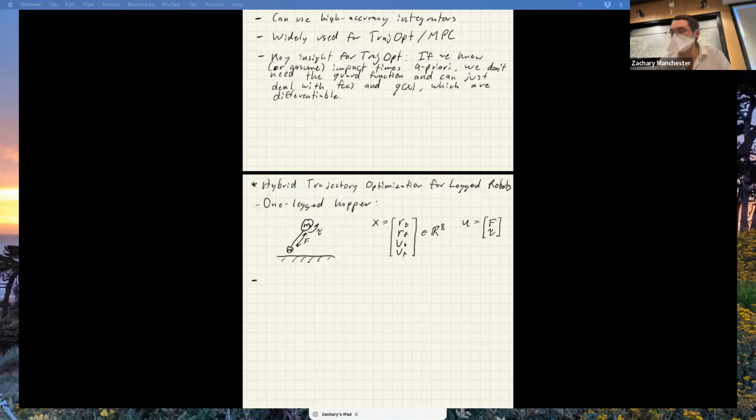And what we're going to do in this hybrid thing is define 2 different smooth dynamics models. Basically, we're going to define a smooth dynamics model for the stance phase, where we assume the foot is pinned to the ground. And we're going to define another smooth dynamics model for the flight phase, where we assume that the robot's in the air, not touching the ground. This is kind of a standard thing to do in these hybrid methods.